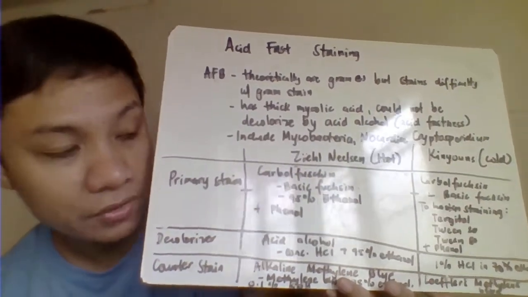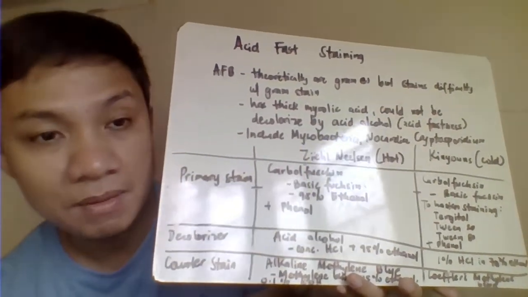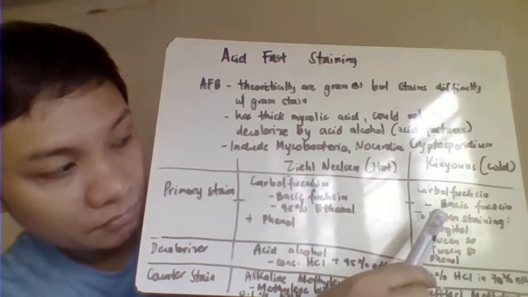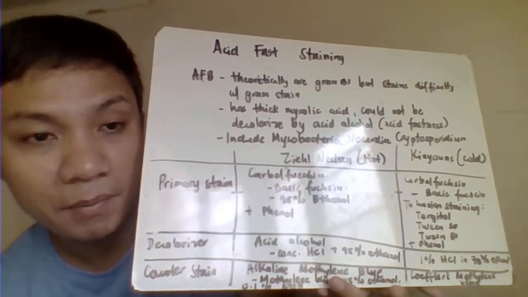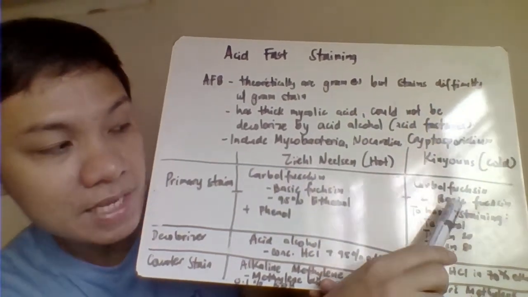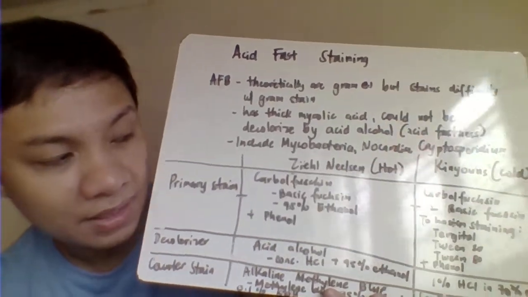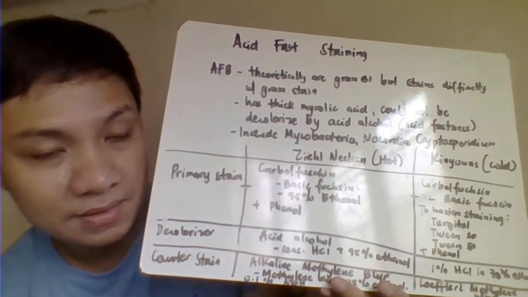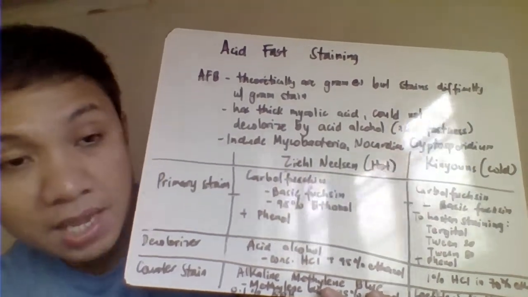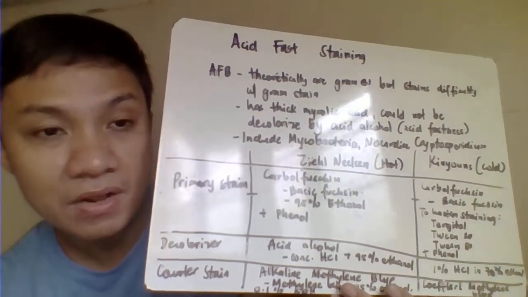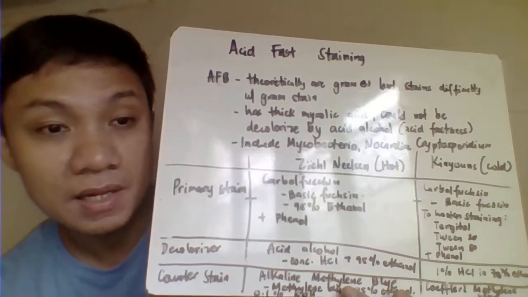The carbol-fuchsin of your Ziehl-Neelsen is made up of basic fuchsin in 95% ethanol. Plus, we are also adding phenol so that our primary stain can penetrate and enter our bacterial cells. Your Kinyoun, on the other hand, also has the primary stain in the form of carbol-fuchsin. So it's also a basic fuchsin, only that you add a wetting agent to enhance the staining process. The wetting agent is in the form of Tergitol, Tween 80, 20, plus phenol as well, to also facilitate the taking up of the primary stain by the bacterial cell.